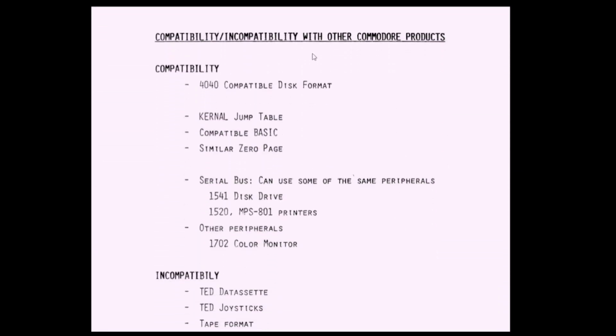Now the compatibility and incompatibility with other Commodore products. So compatible with the 4040 disk format, kernel jump table, compatible BASIC, similar zero page, serial bus can use some of the same peripherals, disk drives, 1541 of course, 1520 and the MPS 801 printers and other peripherals like the color monitors.